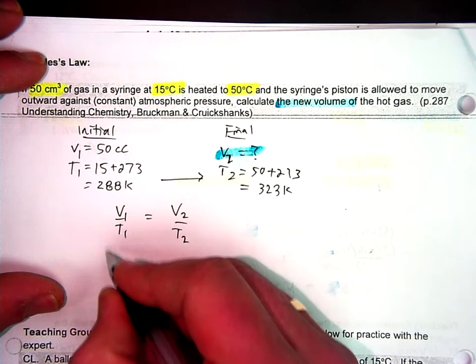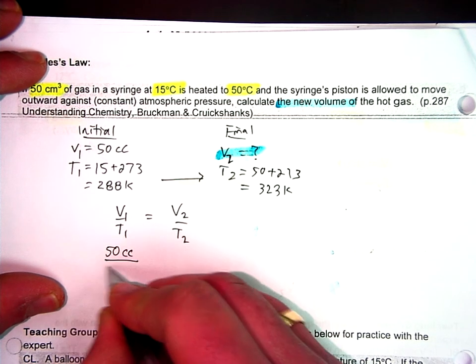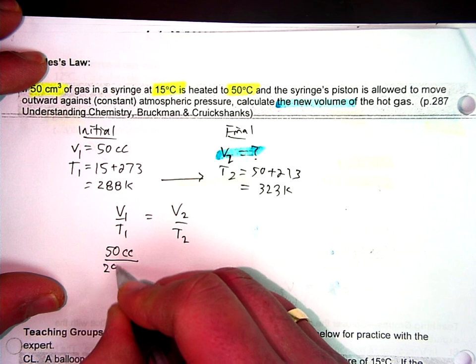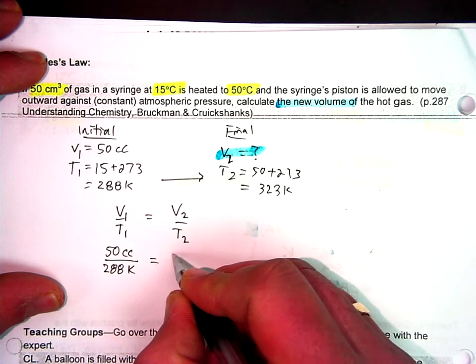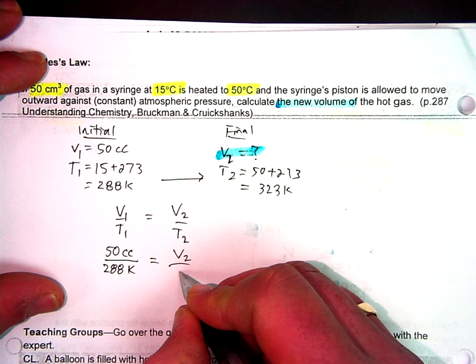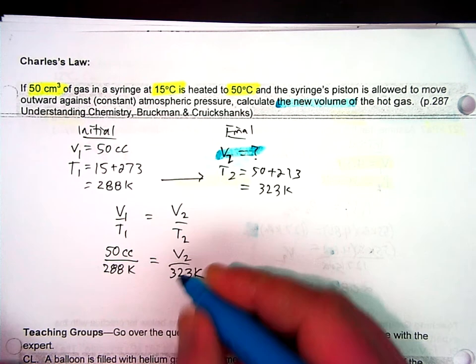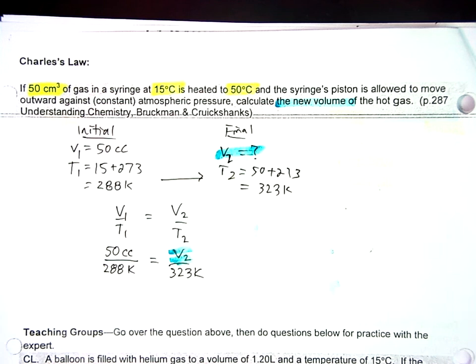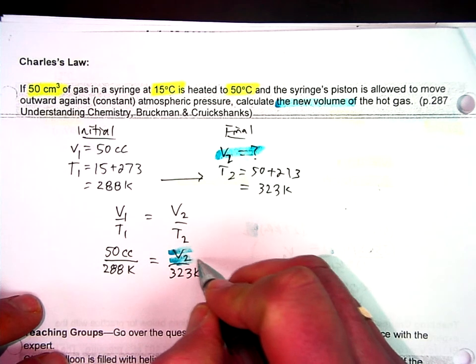So I'm going to plug everything in, 50, and I use cc. It doesn't matter. It could be centimeters cubed, written out completely. That's all that is. It's also milliliters too. We don't know what the volume is, so 323 Kelvin. I like using the units again as well. Okay. Different ways that you can do this. I'm going to show you a couple different ways. This one's easy because it's just a simple division.